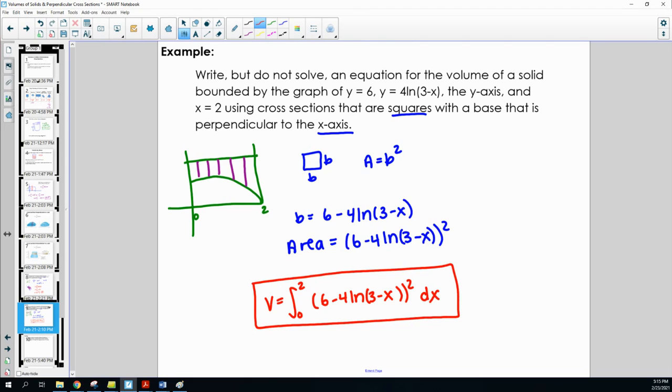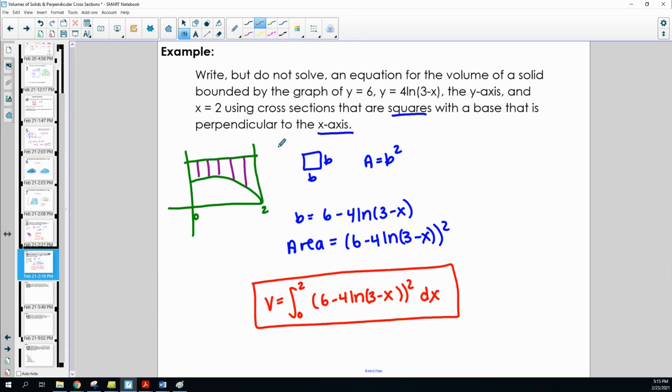Okay, so there are a lot of problems on the AP exam that feature perpendicular cross sections, and a lot of them are just to write it and not solve it. So the main idea here is that you can write it. Once it's written, it's just what we've done before with solving definite integrals.